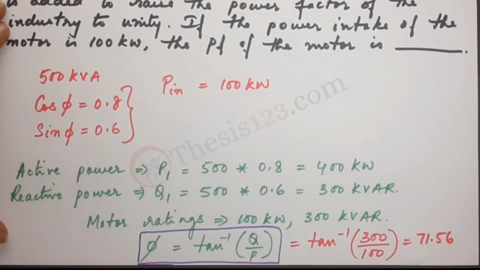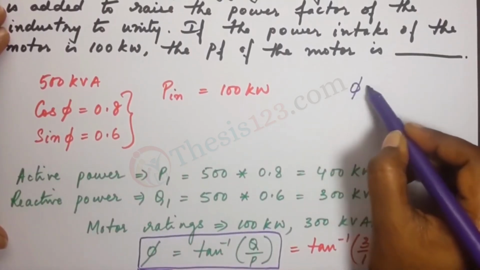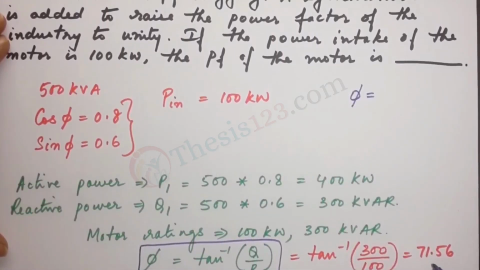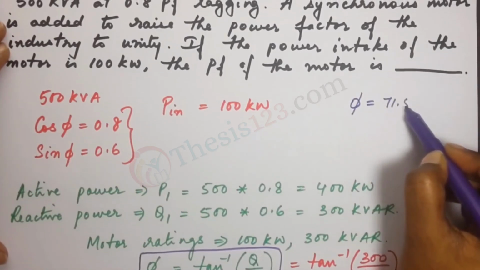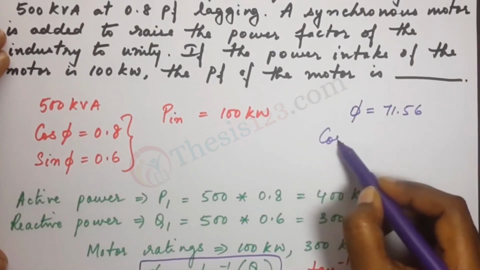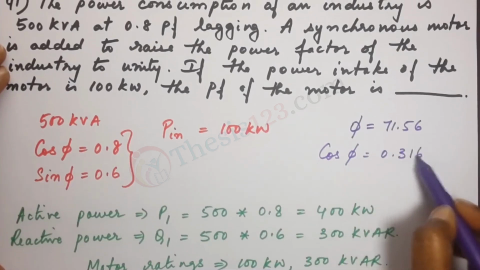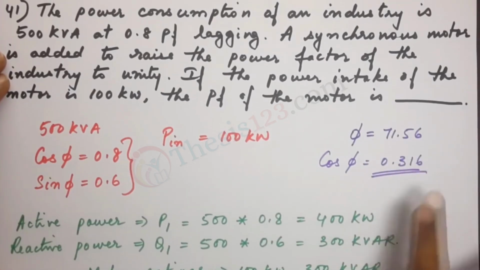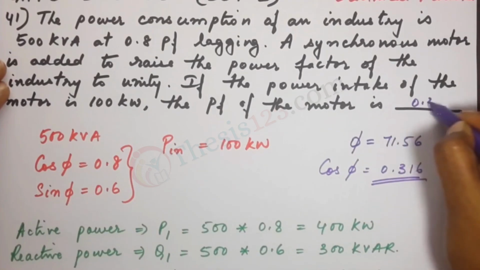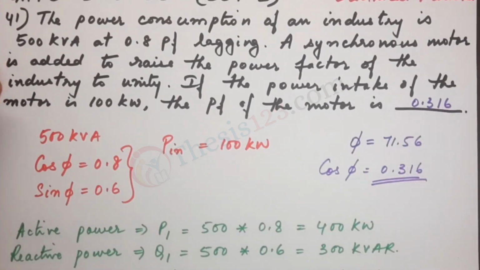I hope you're following. So this is the value of phi. I'm going to write it here. So we have that phi is equal to 71.56. We need the cos of this value, cos phi, which is 0.316. 0.316 is the final answer. I hope this has helped.